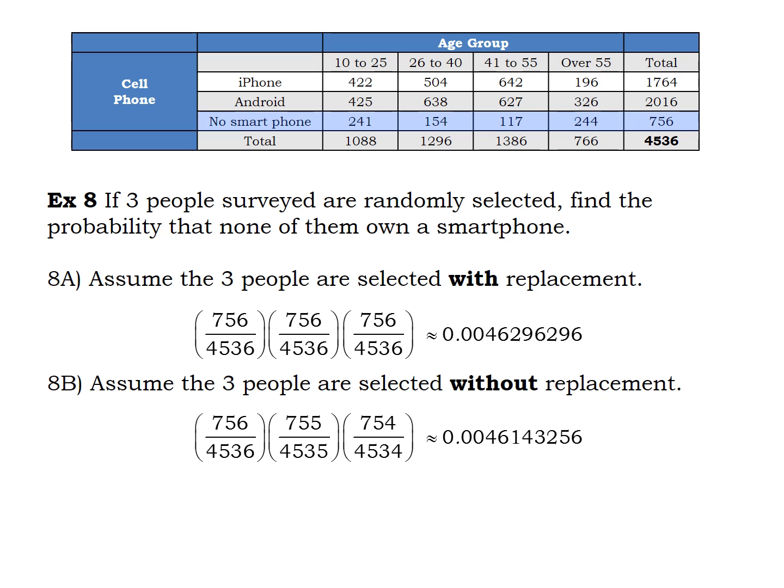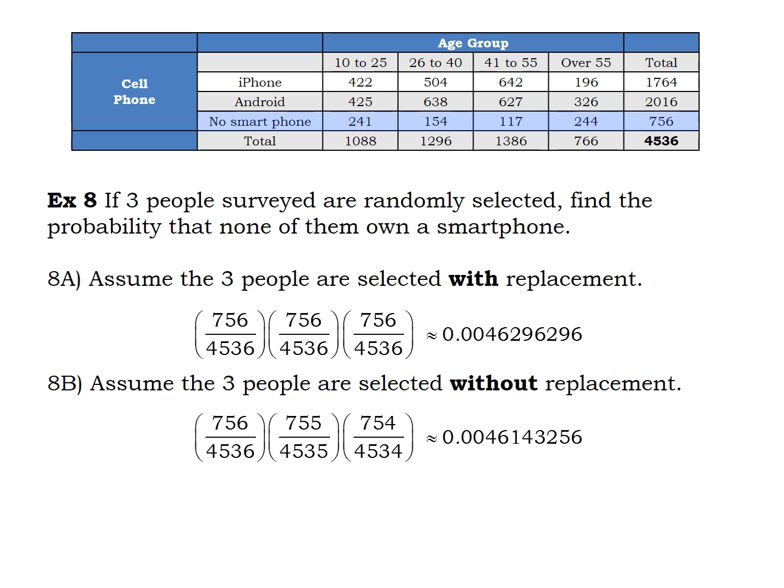Now I'll grant you, in the end here, because we only did 3 people out of 4,536, the probabilities here are very similar. But we do have to pay attention as to whether or not our events are independent or dependent.